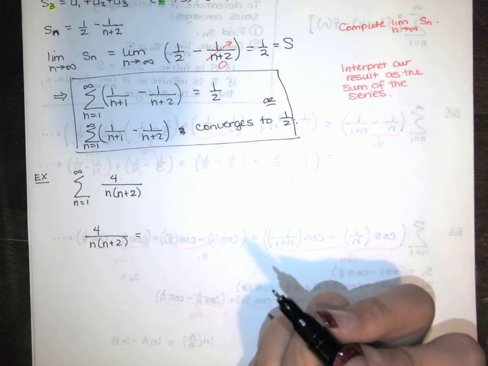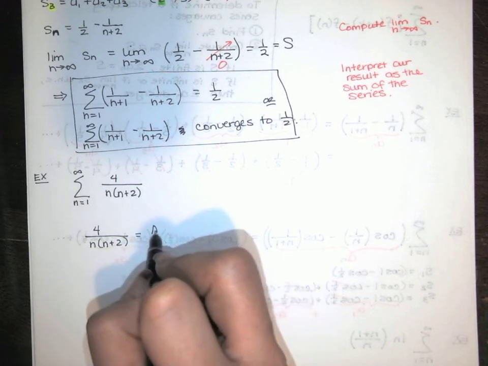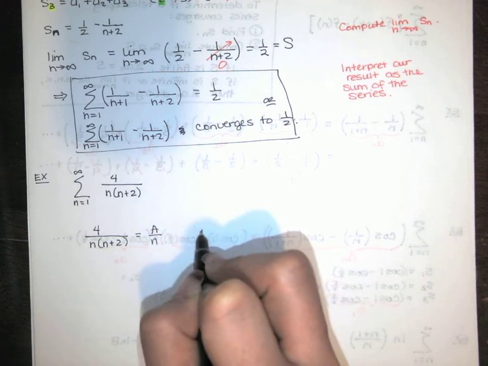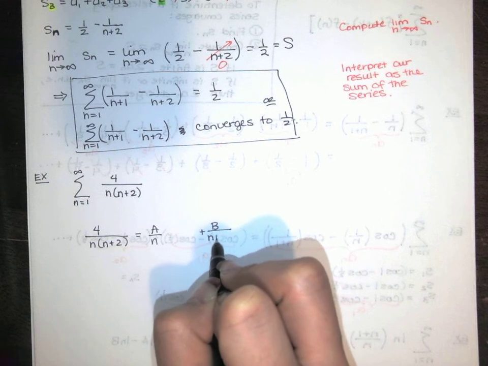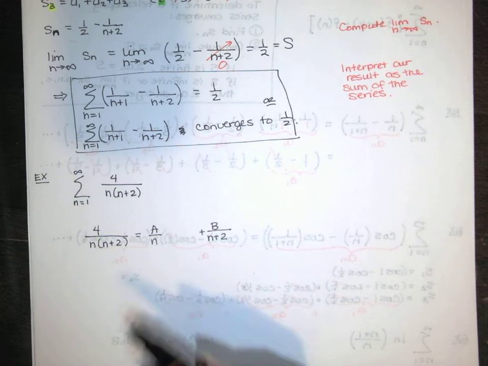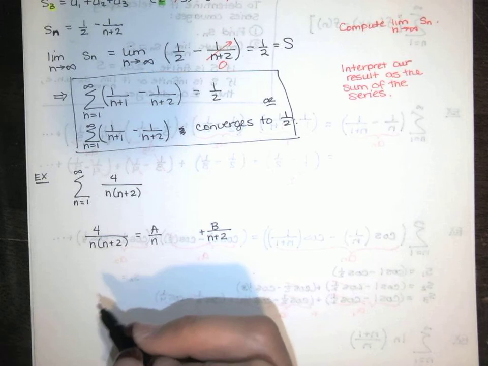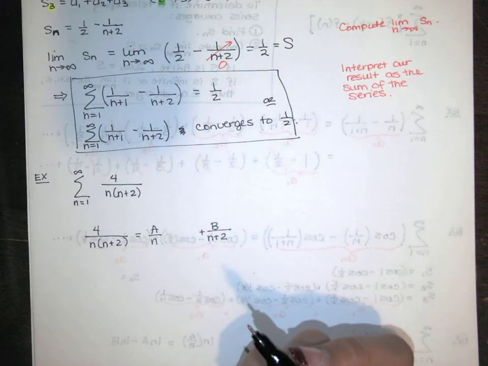So I see I've got a constant over a linear factor times a linear factor. According to the method for partial fraction decomposition, this will have to equal some constant over the first factor plus some constant over the second linear factor for some unknown constants a and b. To figure out what a and b are, after I've written down the form of the partial fraction decomposition, we need to multiply by the LCD.